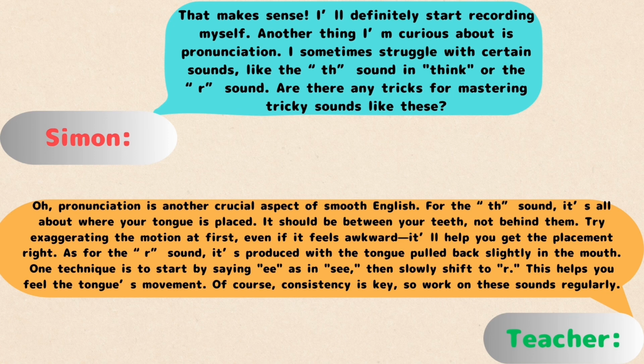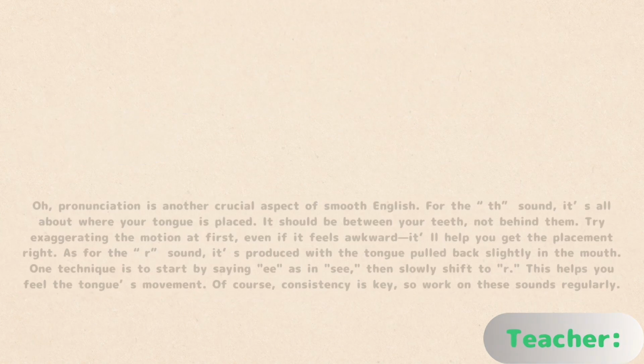As for the R sound, it's produced with the tongue pulled back slightly in the mouth. One technique is to start by saying E as in C, then slowly shift to R. This helps you feel the tongue's movement. Of course, consistency is key, so work on these sounds regularly.